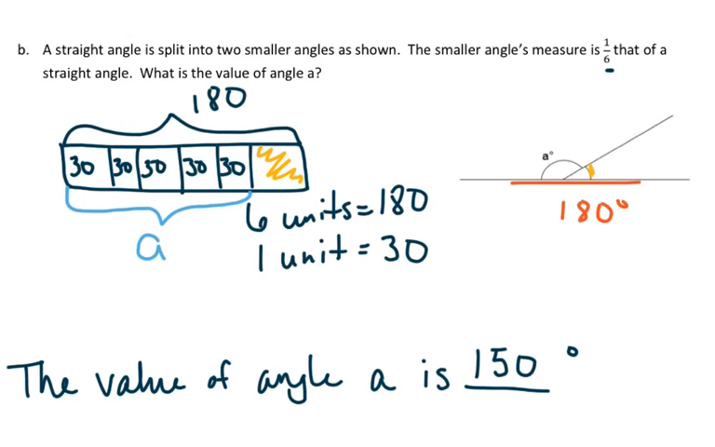Okay, but the key thing for this problem is knowing that the straight angle measures 180 degrees. Okay, the value of angle A is 150 degrees.